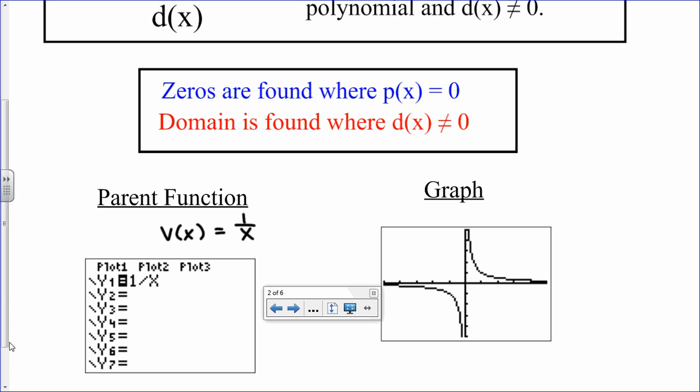Most rational functions that we're going to do will have vertical and horizontal asymptotes. Sometimes they'll have more than one vertical. It's possible that the graph crosses certain horizontal asymptotes, but definitely for vertical asymptotes, the graph never crosses or touches. So this asymptote here has the equation x equals 0. Vertical lines are x equals, horizontal lines are y equals.